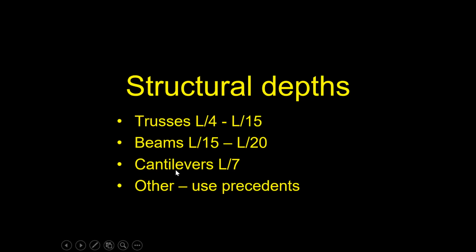And if your beams cantilever, their depth has to be the span divided by 7. So if you've got a 7-meter long cantilever beam, it has to be 1 meter deep where it begins its cantilever, but you can reduce the depth towards the tip of the cantilever.